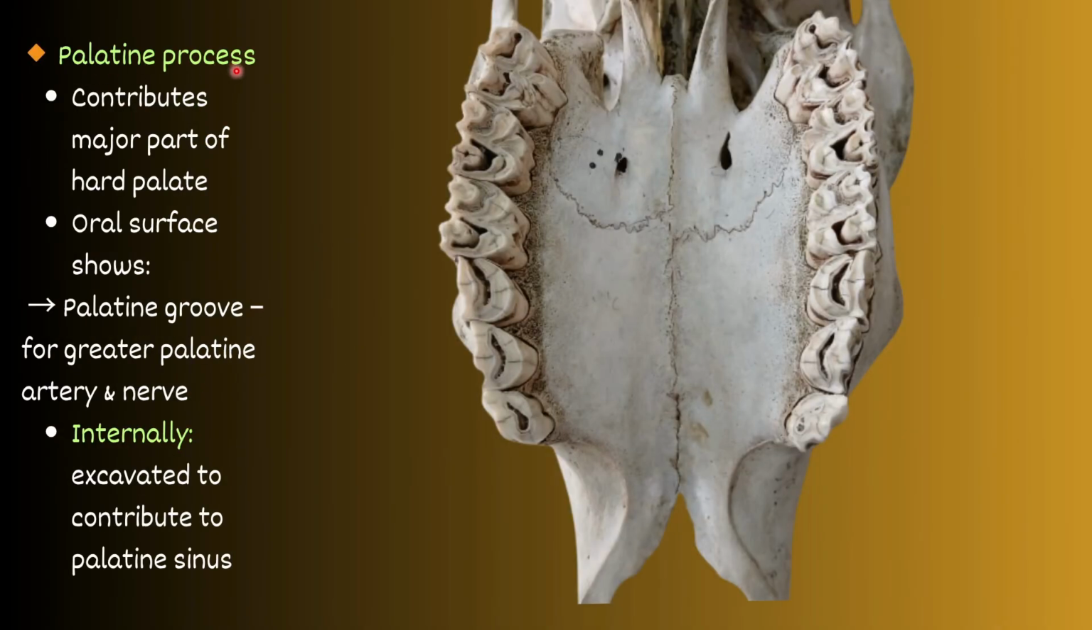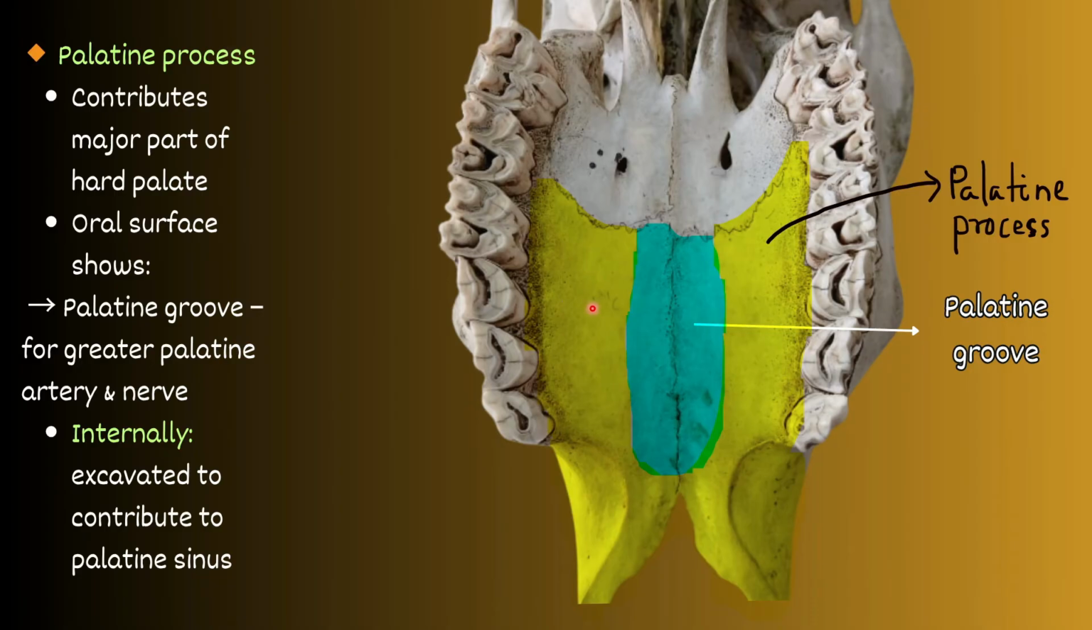Then the palatine process. You can see this whole structure is the palatine process of the maxilla. It contributes a major part of the hard palate. Its oral surface shows various structures. So this is the oral surface of the palatine process of the maxilla bone.